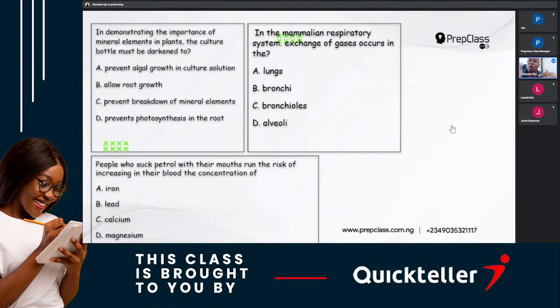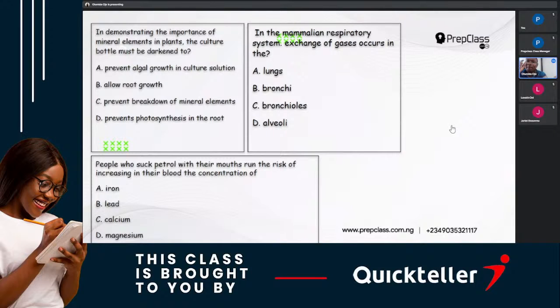Now, the unit where the exchange of gases occurs, where there is exchange of both carbon dioxide and oxygen, is the alveoli. The lung is the whole unit that contains the bronchi and the alveoli. So in a question, if you don't see the option alveoli, you take lung, because inside the lung is the alveoli.